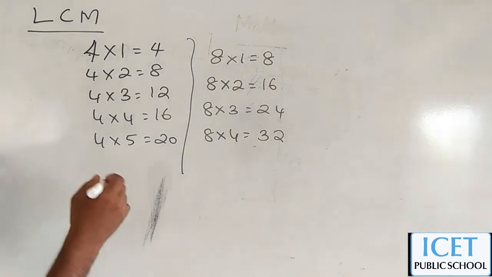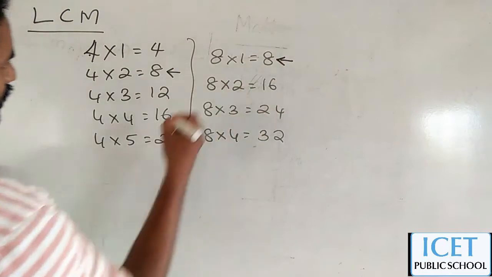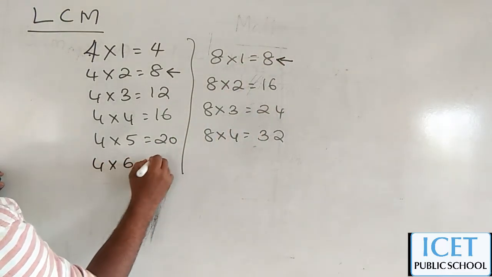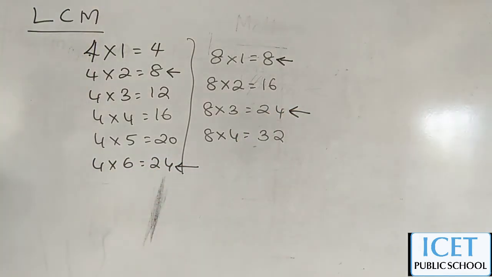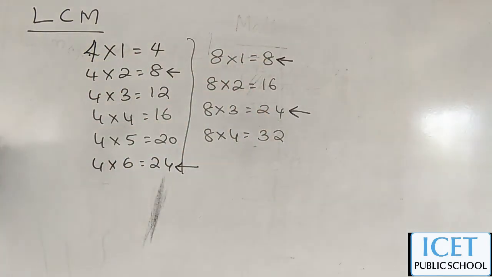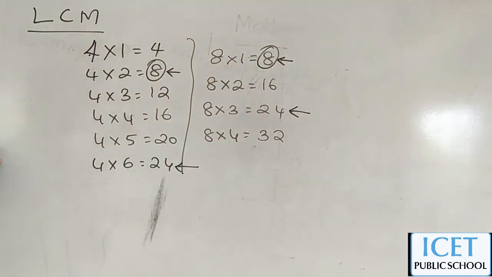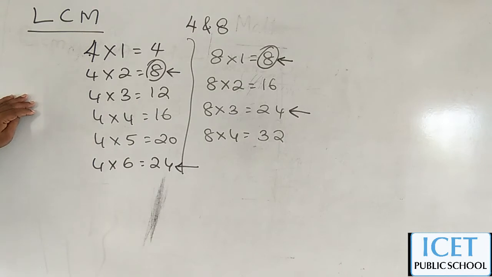Here you have to observe some common terms are there. Here it is there, here also 8. Then 16 here, then 24 here, here also 24. We can say many common multiples are there. But 8 is the least multiple. So 8 is the LCM of both 4 and 8. LCM of 4 and 8 is 8.